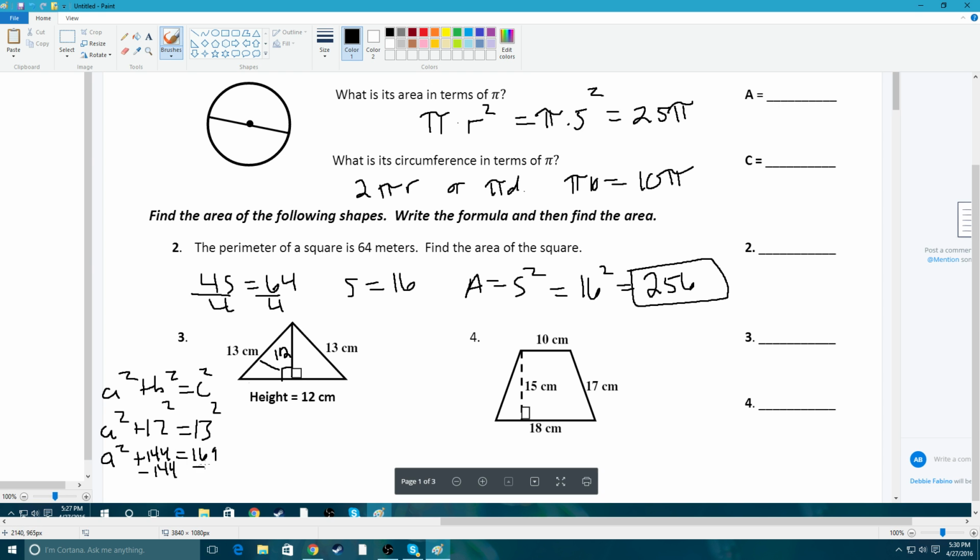Subtract 144 from both sides. You get a squared equals 25. Or if you take the square root, you get a is equal to 5. So that means this side down here along the bottom is 5, and this side along the bottom over here is 5, which makes the entire base 10.